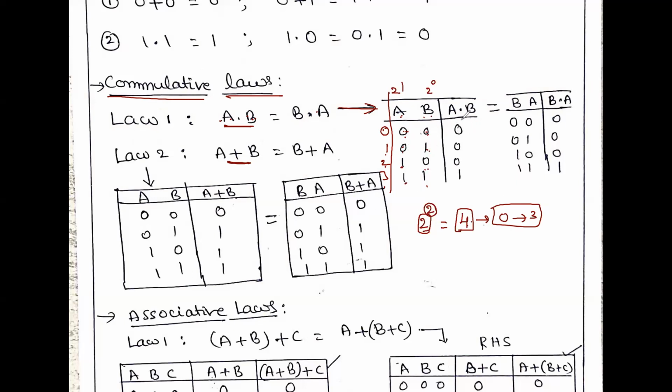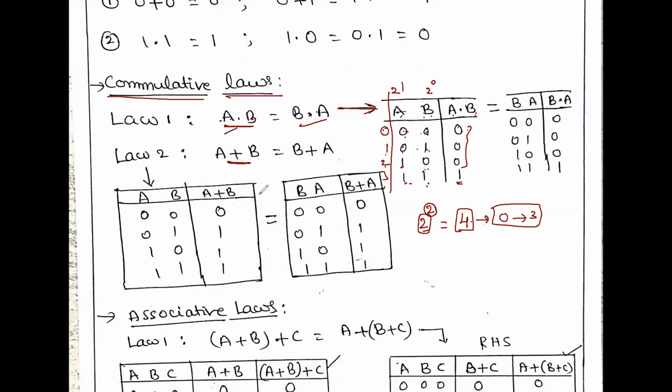Now A dot B means the AND gate operator. AND gate means multiplication, just like multiplication. If one of the inputs is 0, obviously the output should be 0. If both inputs are 1, then only the output will be 1. This is the ANDing operation for the LHS part.